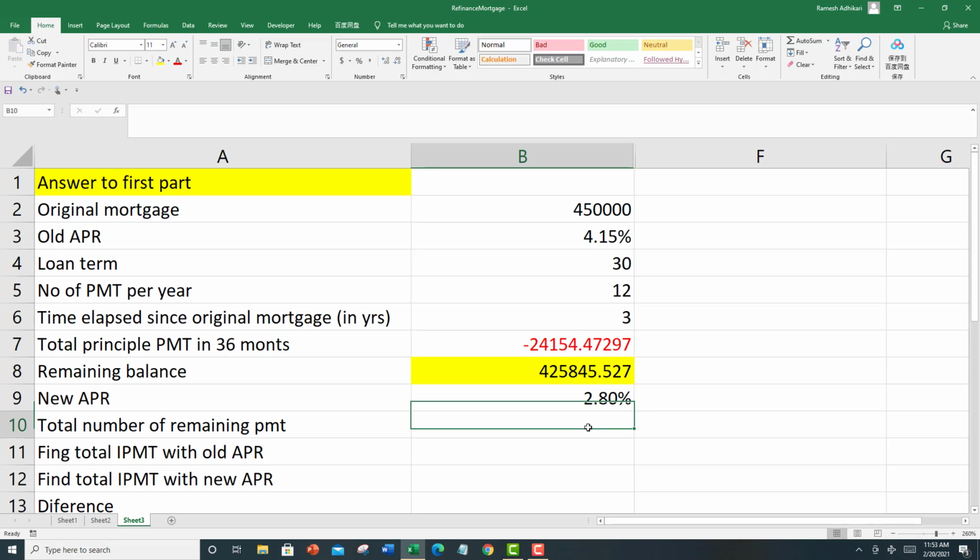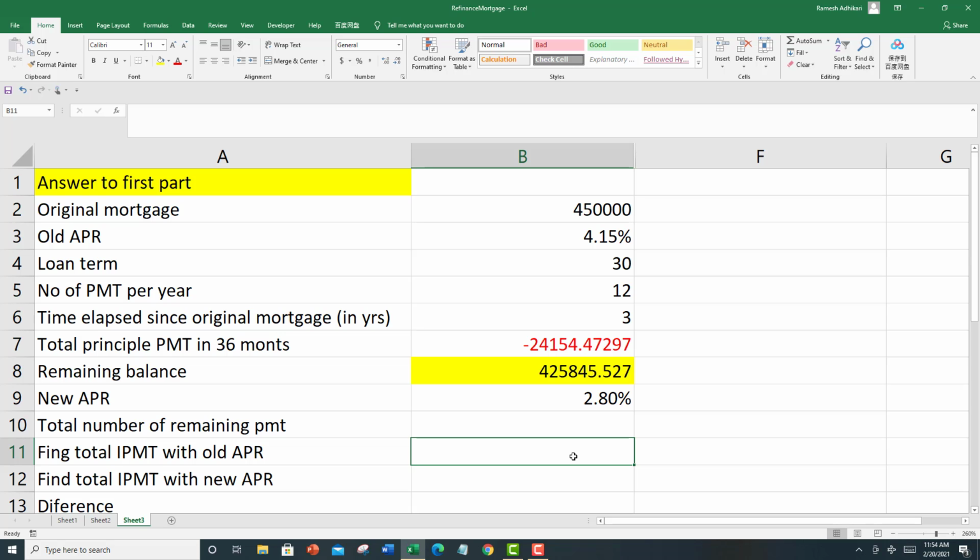Now, what we are going to do is compute the total interest payment on the remaining balance for the remaining 27 years, using this APR, new and old. And once you find that, we can find the difference, and that gives us the interest saving. Again, to find the total interest payment, Excel has a cumulative interest payment function which we are going to use. That makes this problem much easier.